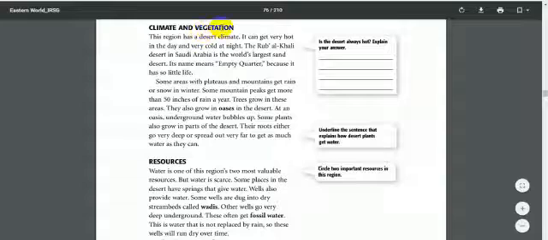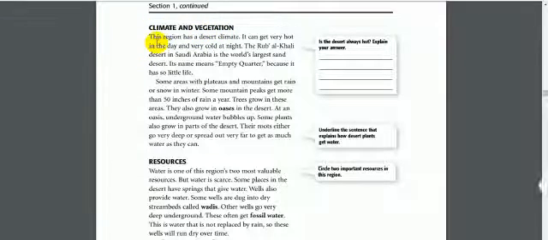Climate and vegetation. In this region, it has desert climate. And to understand what is the desert climate, we need to know that it gets very, very hot in the daytime and gets very, very cold at the night time. So we understand how the desert climate works: very hot and very cold in one day.